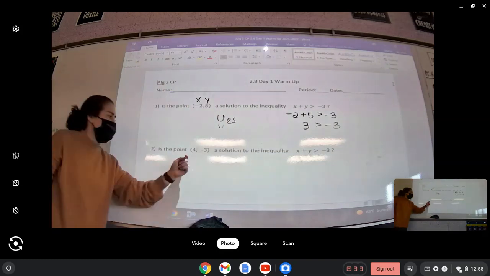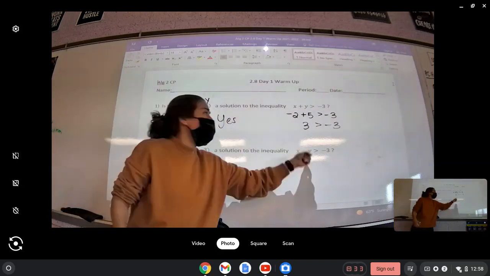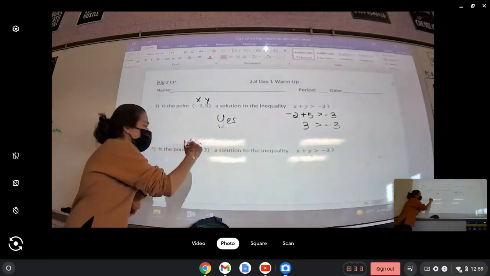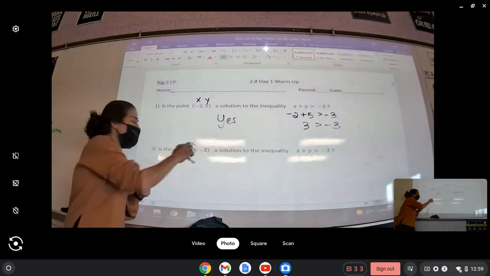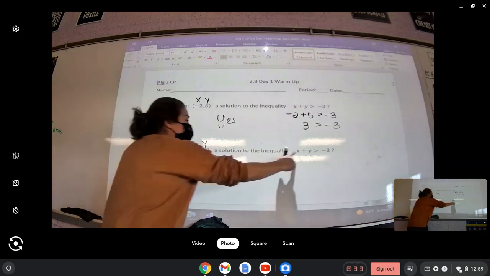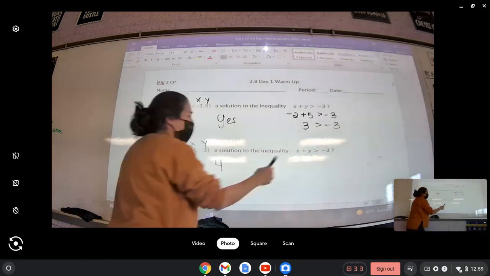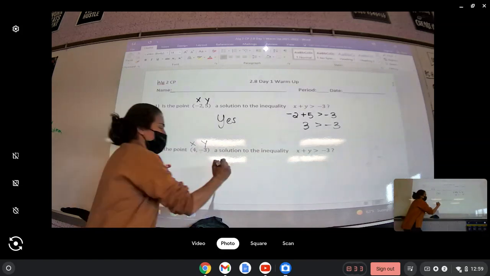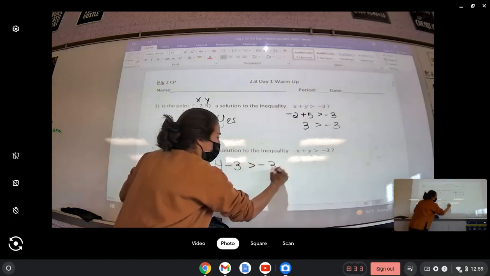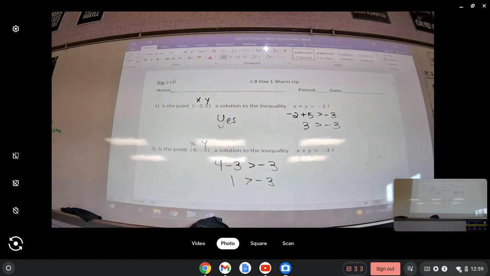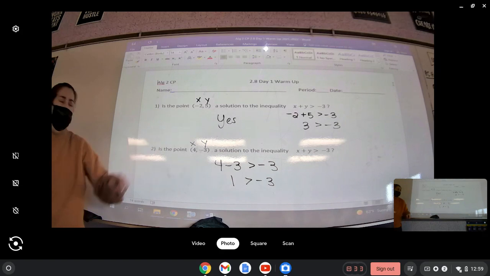All right, then I asked you, is the point (4, -3) a solution to the exact same statement? So try it again. When you plug in 4 as x and -3 in for y, does it make a true statement? Well, that's going to say 4, then you have to add y, but what's plus -3 really going to be? Minus 3. And then it has to be greater than -3. So you end up with this: is 1 greater than -3? Yeah.